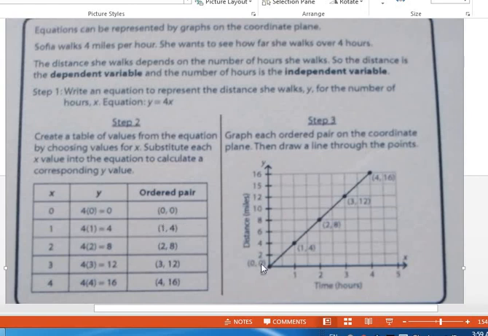0 and 0, this point. And 1 and 4: go to the right 1 and up 4. 2 and 8: go to the right 2 and then up 8. And 3 and 12, 4 and 16. After drawing the points, I make a line segment connecting the dots. Okay, this is my graph.